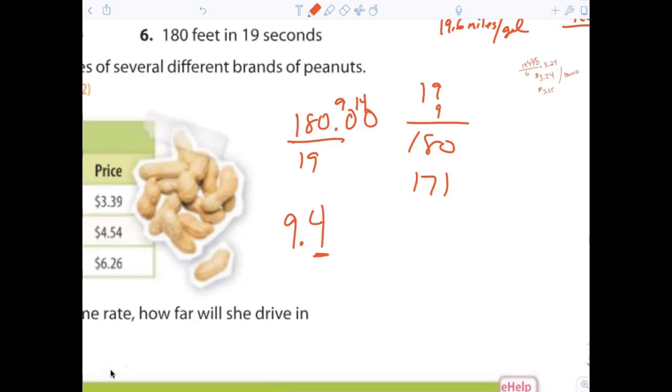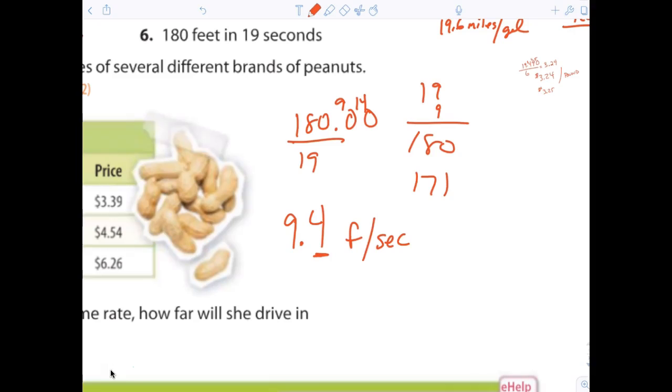9.4 what? I'm talking about units. Feet per second. About 9.4 feet per second. Now I'm asking you to verify on the calculator. And when you did that, it was about 9.47. All right. Anybody have any questions? I don't think that's that bad. So again, finding a unit rate, you're just dividing the two numbers.